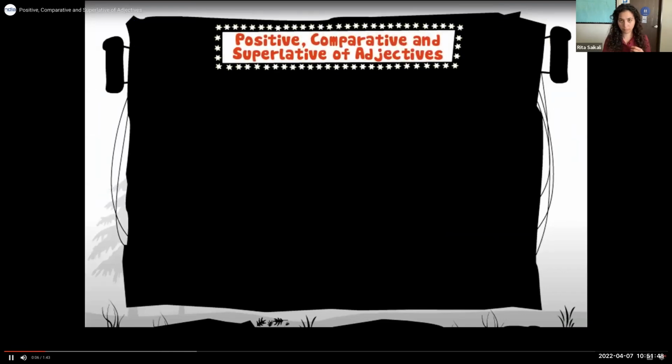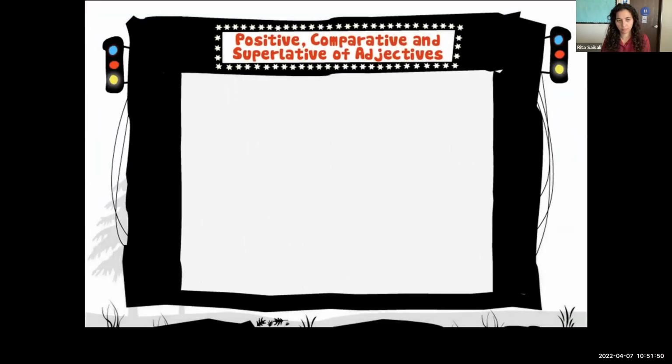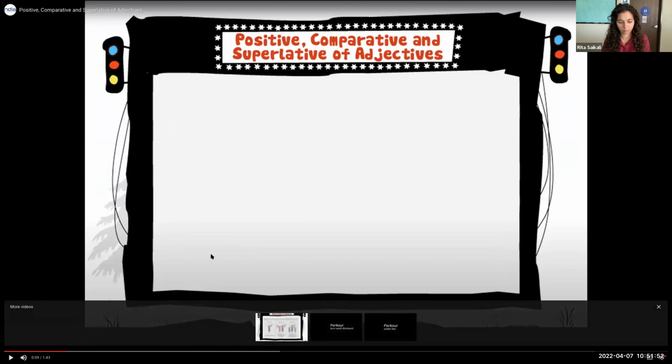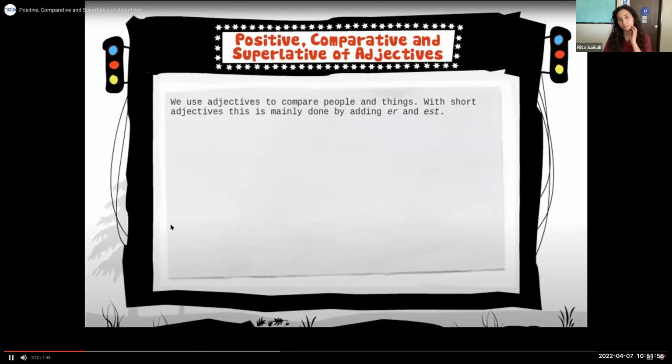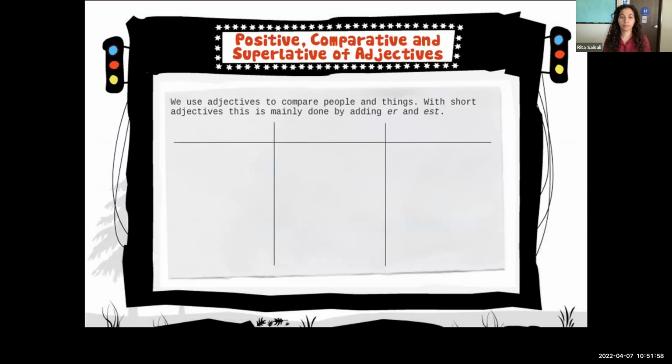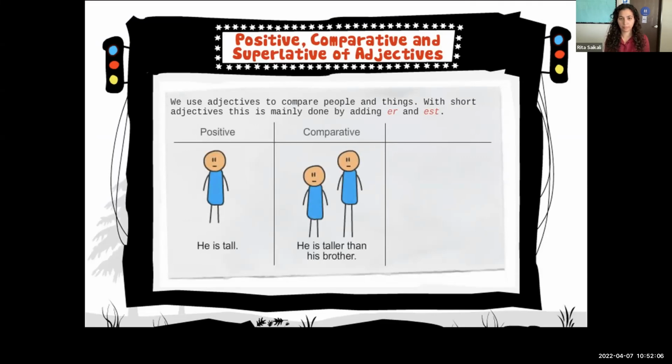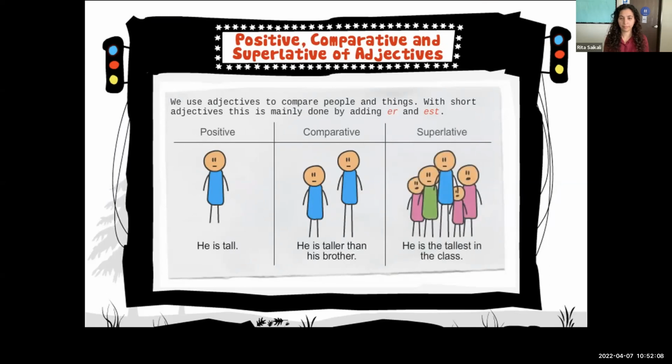Positive, comparative, and superlative of adjectives. Okay. We use adjectives to compare people and things. With short adjectives, this is mainly done by adding -er and -est. He is tall. He is taller than his brother. He is the tallest in the class. With short words, we simply add -er and -est.